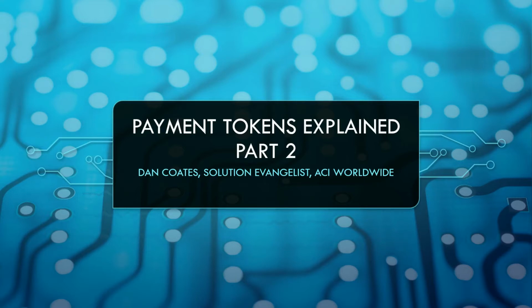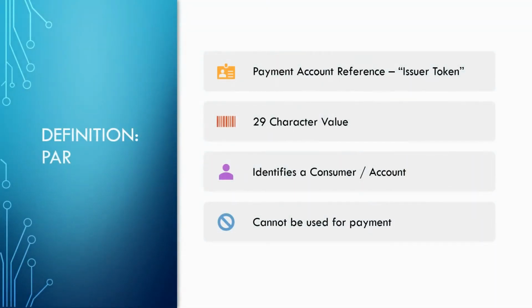In Part 1, we talked about PANs and FPANs and DPANs, oh my. So if you want to check that out, go back to Part 1. But today we're going to be talking about PAR and network tokens. So let's talk about these things. PAR, payment account reference. It's really an issuer token, but it can't be used for payment.